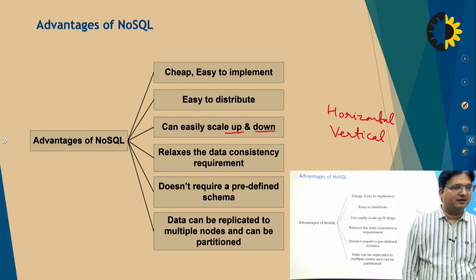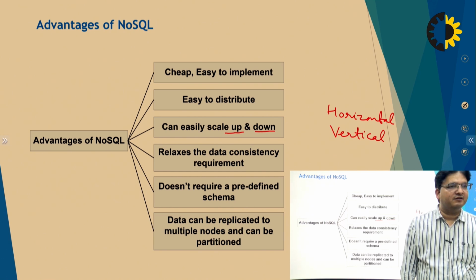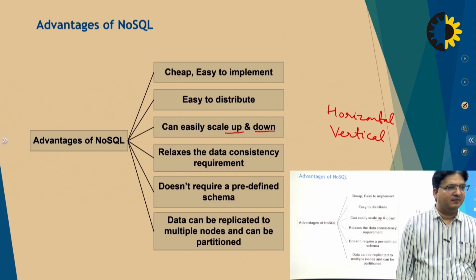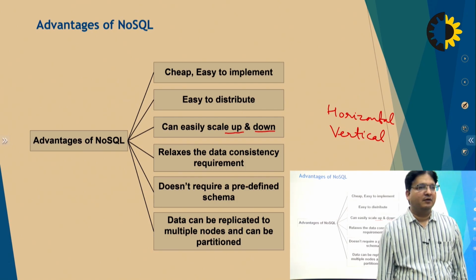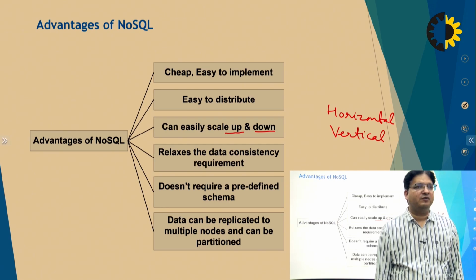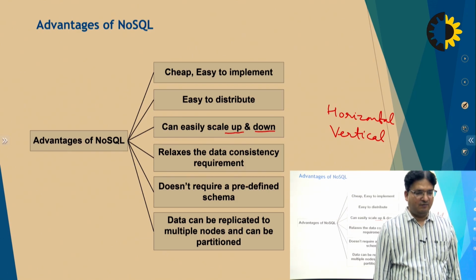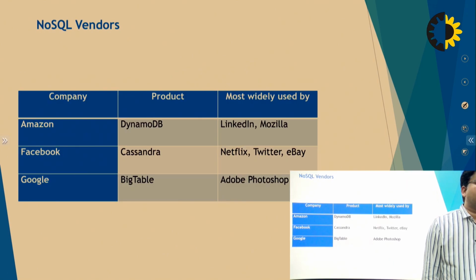Next, it relaxes the data consistency requirement. That is, we need not adhere to the traditional data consistency requirement. We can use the CAP theorem also, because here we have to use the concept of eventual consistency. We cannot be consistent at all times, but ultimately we should be consistent.